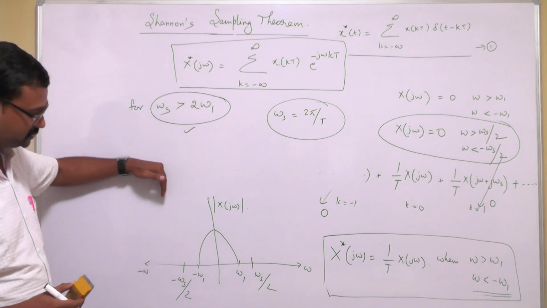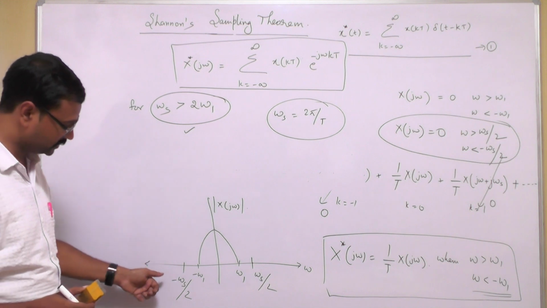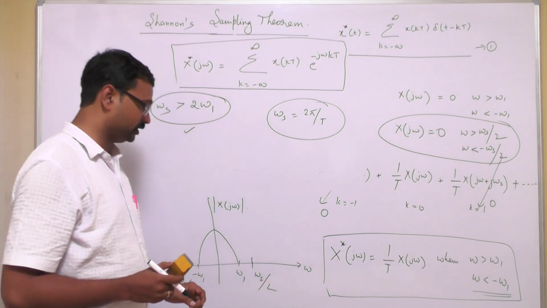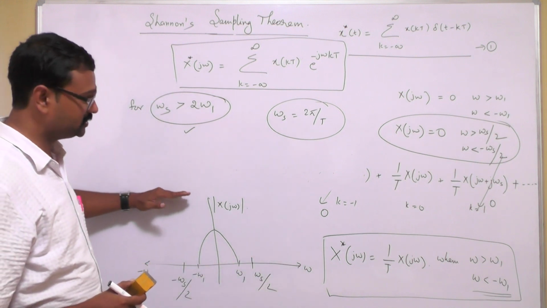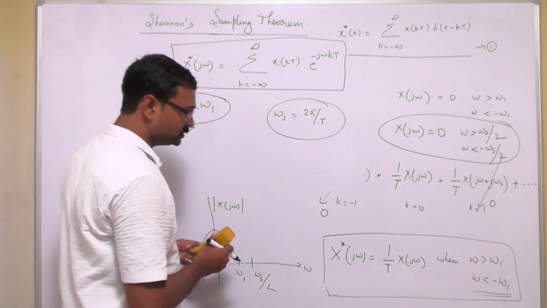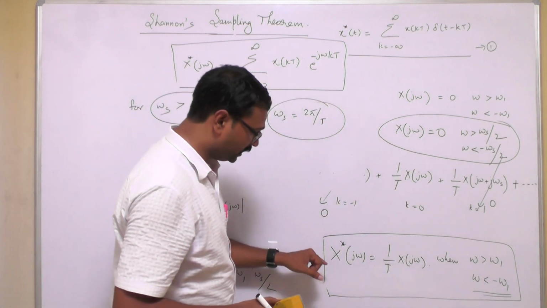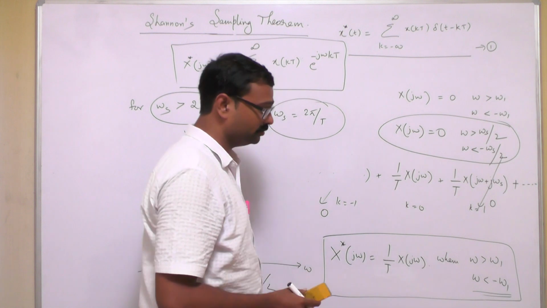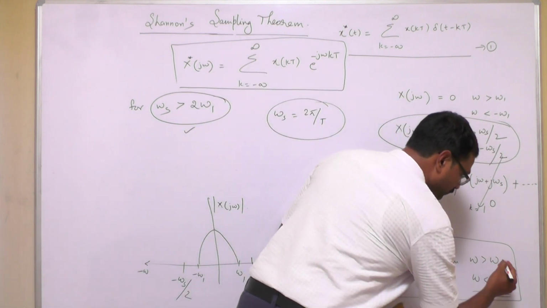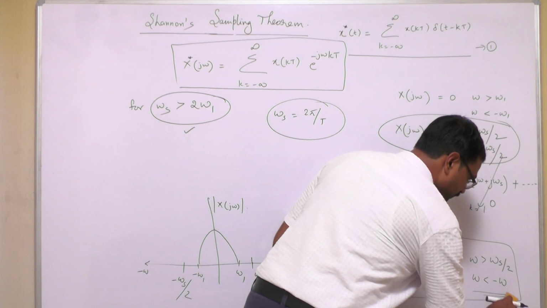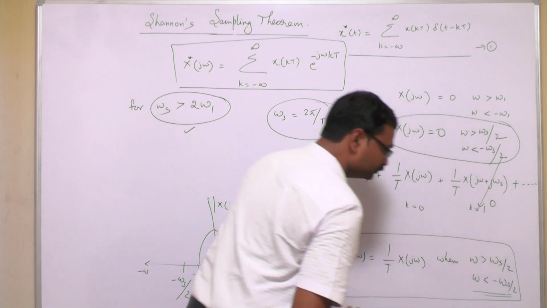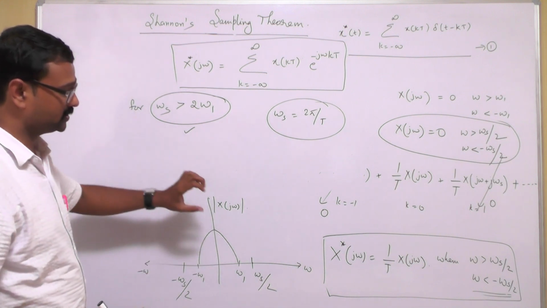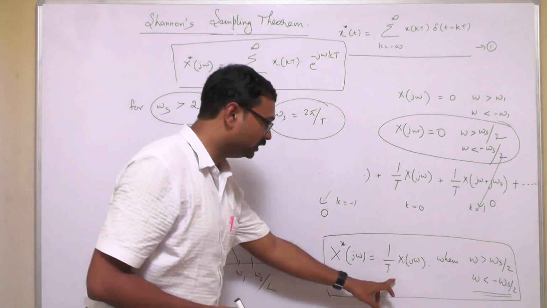That is, from this frequency spectrum of x of j omega, you can understand that there is no value of x of j omega beyond minus omega s by 2 and beyond omega s by 2. The x of j omega is equal to 0. So with this in mind, this equation can be modified here: x star of j omega is equal to 1 by T x of j omega, for omega between minus omega s by 2 and omega s by 2. So this is the modified and finalized condition for x star of j omega equal to 1 by T into x of j omega.